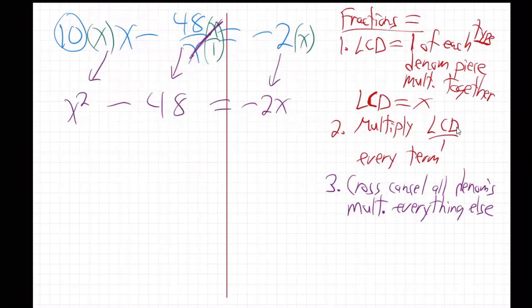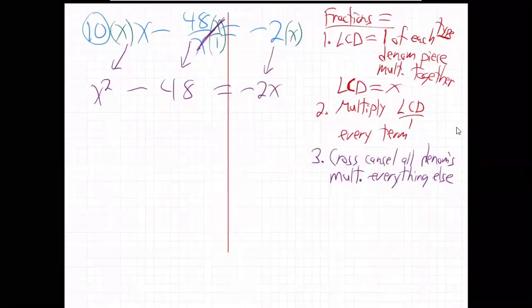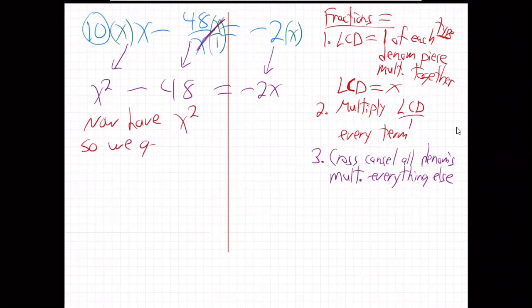Now we really go into a whole nother mode. Now we have, in fact, let me just write over here what we have. Now we have x squared. So we get a 0. And factor or quadratic formula, either one.